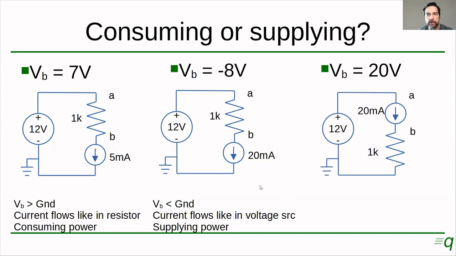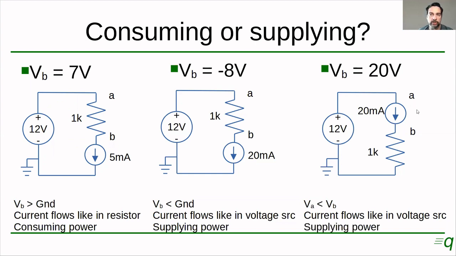And this is the last example we saw, right? Where the voltage at point B was 20 volts, right? So the voltage at point B is higher than the voltage at point A, right? So point A becomes the negative side and point B becomes the positive side. And current is flowing in the direction of the arrow. So from the negative to the positive side. So current flows like in a voltage source, and therefore this current source is supplying power to the circuit.